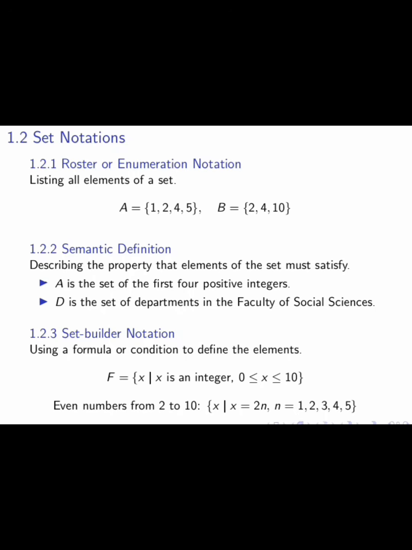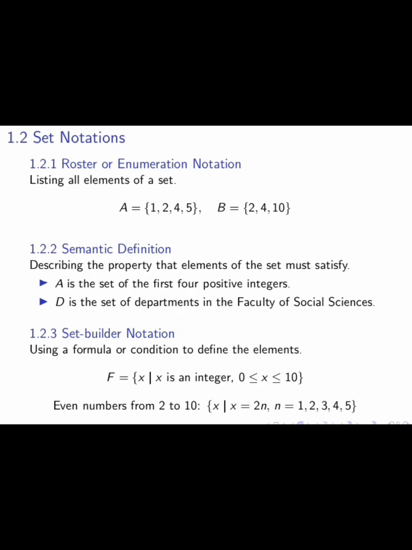Now moving on to the semantic definition. The semantic definition is what I already gave earlier as an example of your lecturer demanding all of the members of your class. So A is the set of the first 4 positive integers. D is the set of departments in the Faculty of Social Science. Are you getting it now?